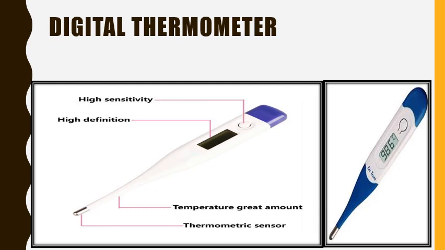There are certain advantages of using digital thermometer over liquid thermometers. What are they? It does not contain mercury as it is toxic in nature. It is lightweight and it provides accurate readings. So in this way we have read about different types of thermometers, and in the next lecture we will learn the working of different thermometers.